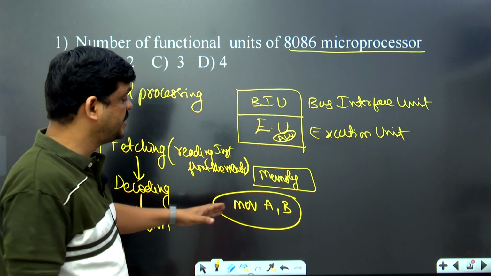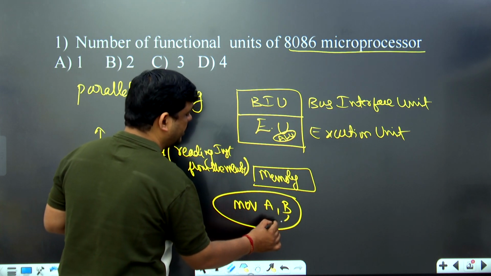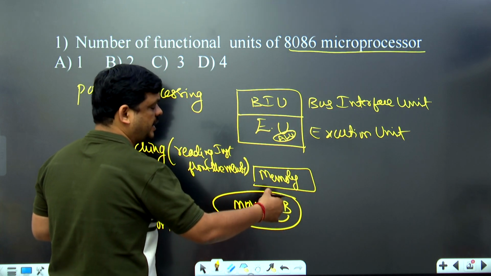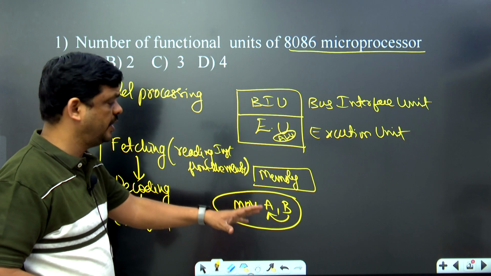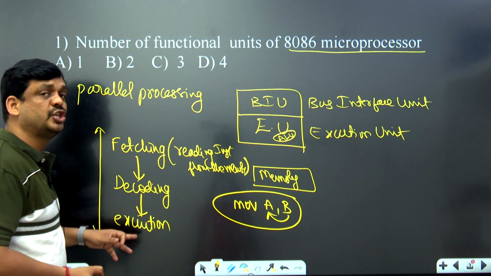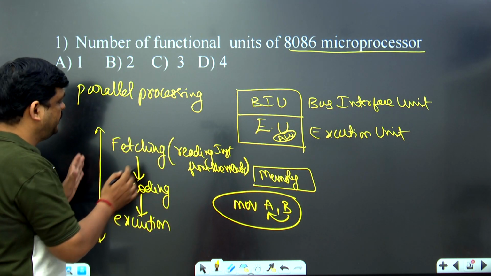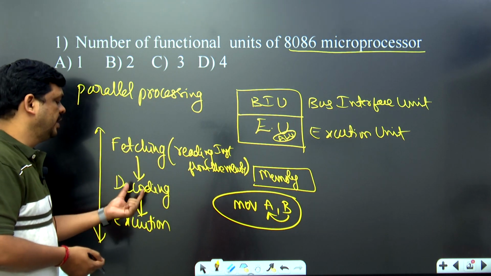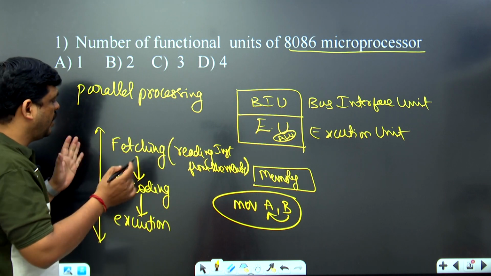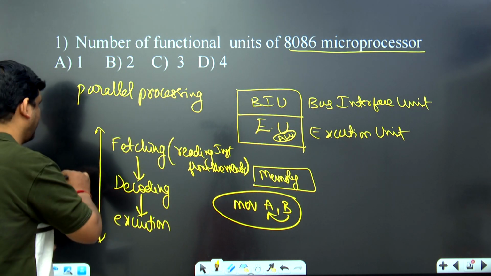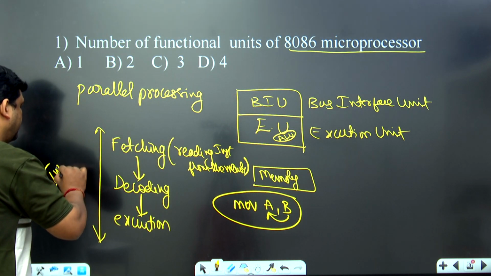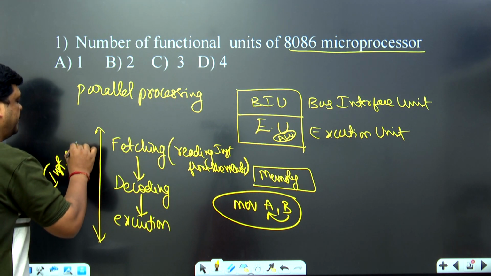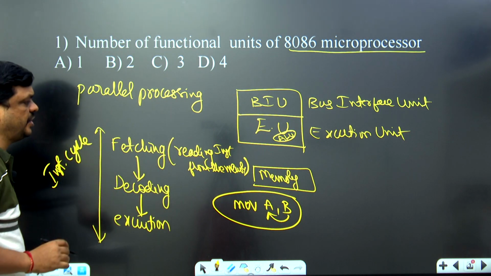So what is the operation of this instruction? It transfers the data from B register to A register, right side to left side. That operation is nothing but your execution operation. So every processor has to perform these three steps compulsorily: fetching, decoding, execution. To complete these three steps, it requires some time. That time is called instruction cycle.